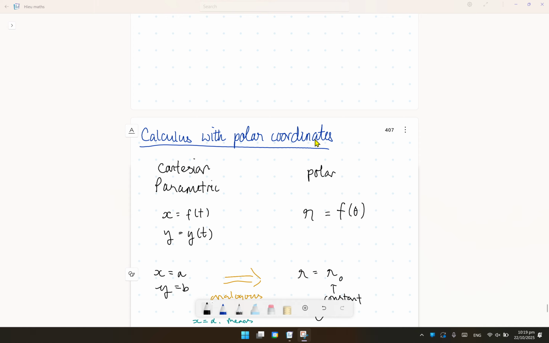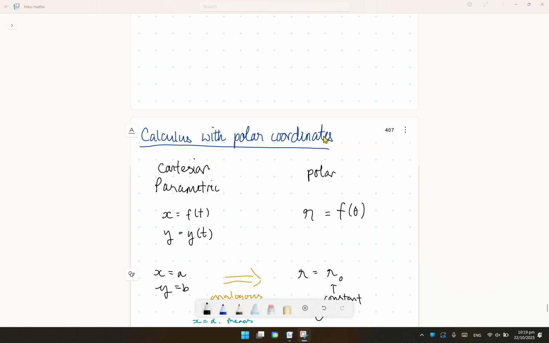So last video we did polar coordinates, just what the definition is, and today we're going to start doing some calculus with polar coordinates. Specifically, we're only going to be doing arc lengths. I think in later videos we're going to go through volume and surface area and that kind of stuff, but not yet, only arc length right now.